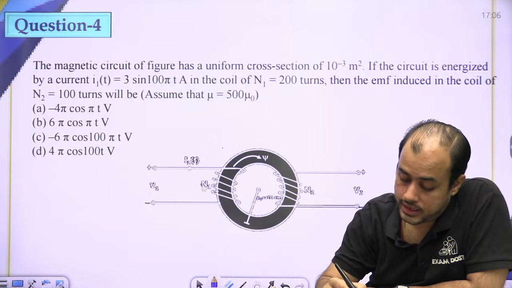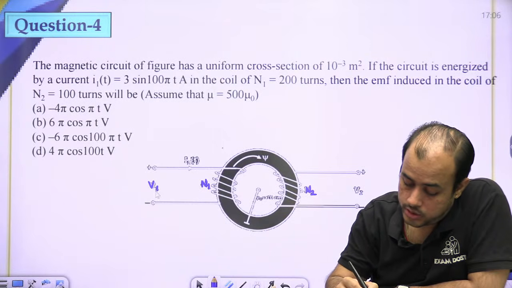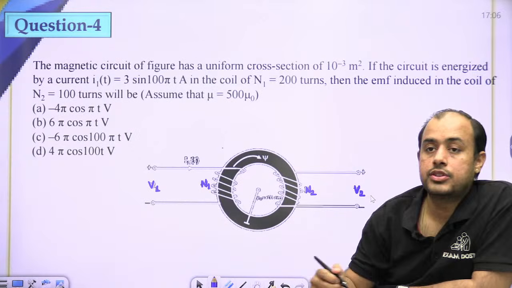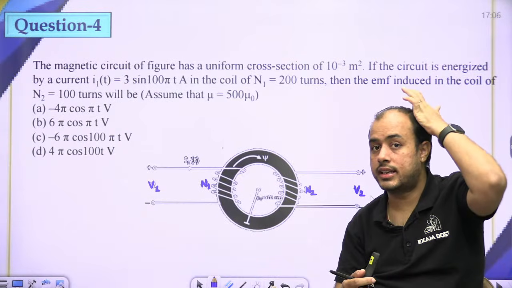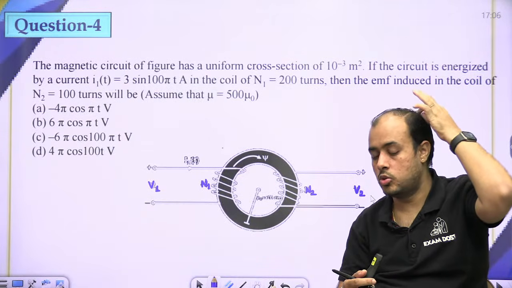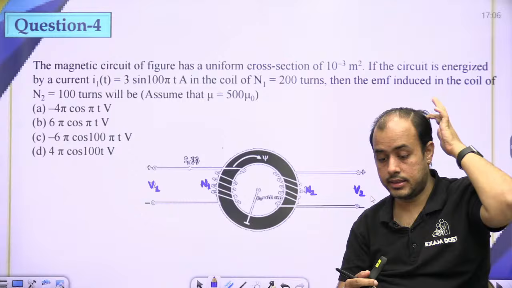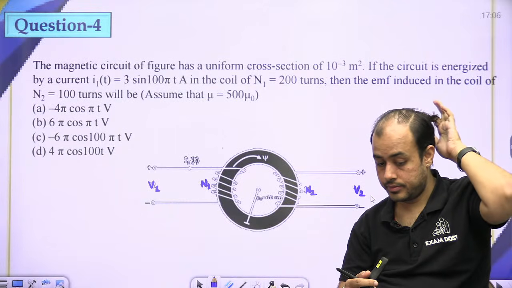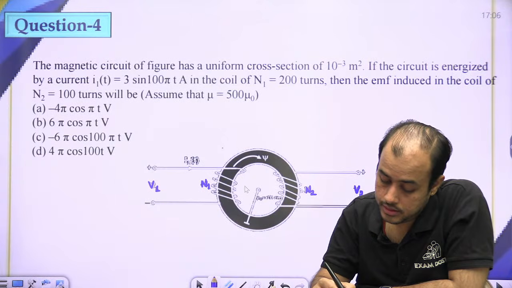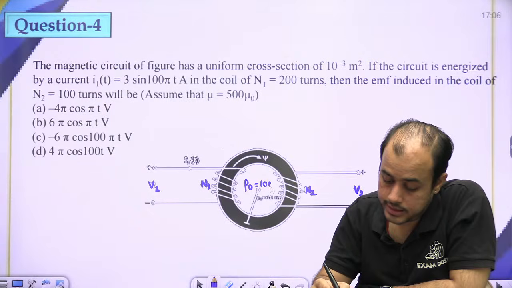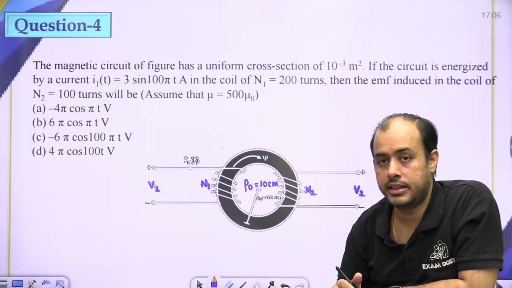अगला देखिए, a magnetic circuit has a uniform cross-section area of 10 to the power -3. This is N1 turns, N2 turns, V1 voltage, V2 voltage. Okay. Now the current is given, N1 is given. What is the EMF in the coil of N2 turns? This radius is given as 10 centimeter. ये रेडियस जो बीच तक का है, that is 10 centimeter.